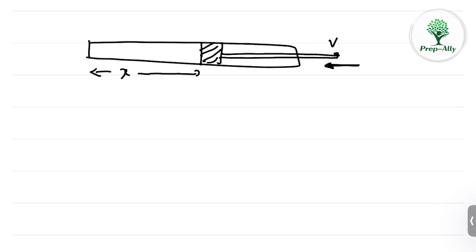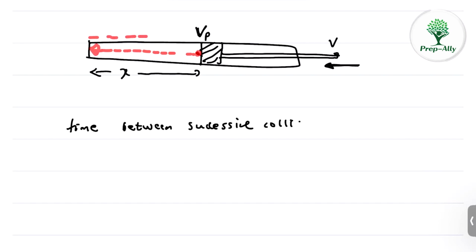Let's say the piston has come here at a distance of x. What is the time between successive collisions? Let's say the velocity of the particle is vp. Right now, if its velocity just after collision is vp, it will go like this, and then come back like this. Going will take x by vp time, coming back will take x by vp time. So the total time between successive collisions is 2x by vp.